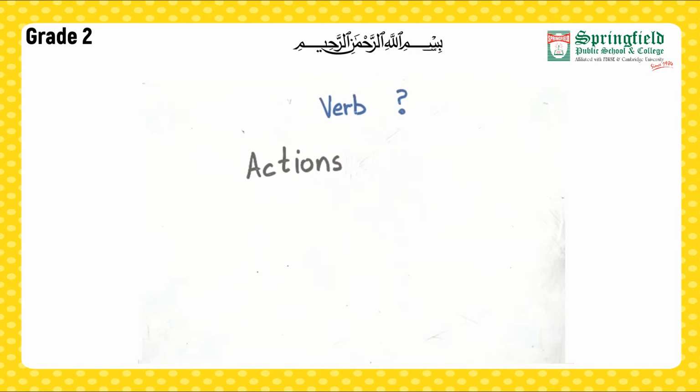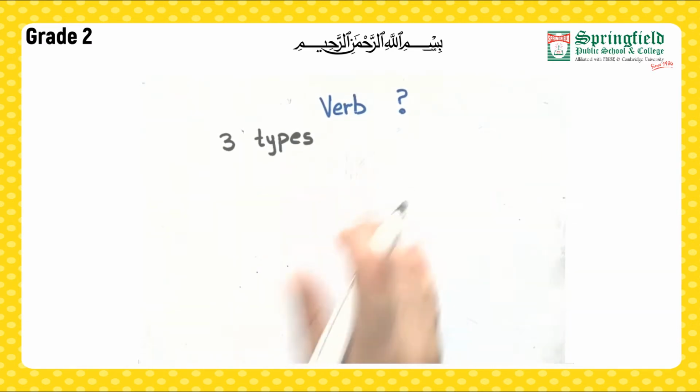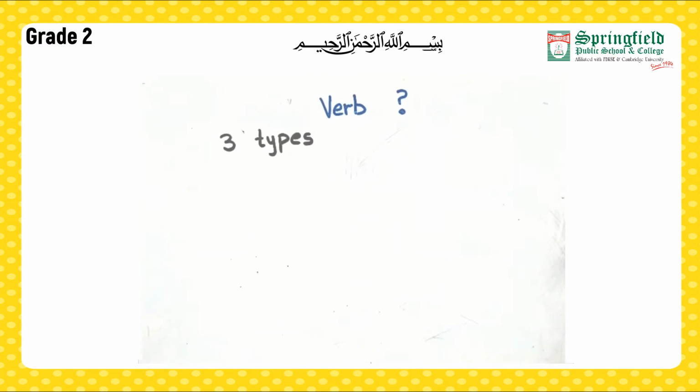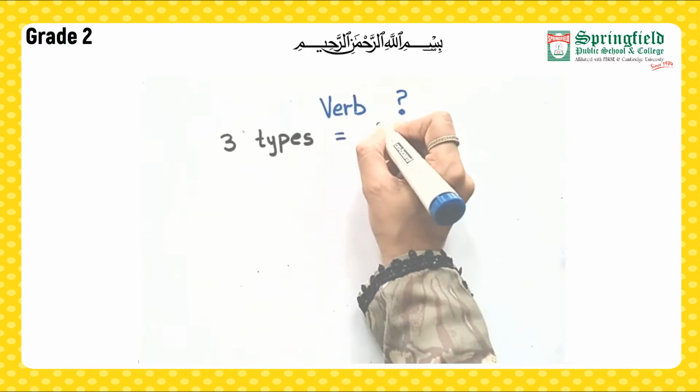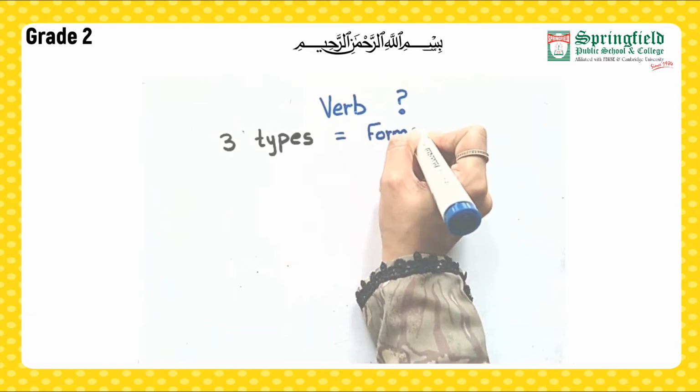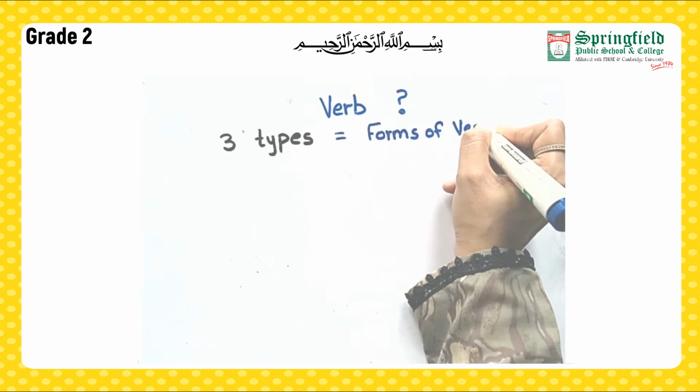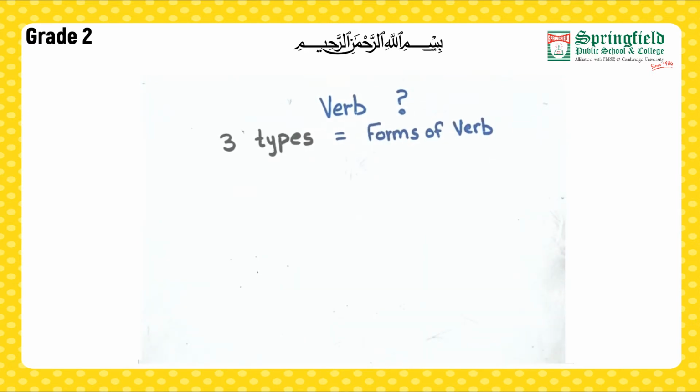Now let's move forward. Dear students, verb has 3 types. Okay, you have already learned what is verb, right? And verb has got 3 types. Now you need to remember that it has 3 types. And those are known as the forms of verb. What are they known as? Forms of verb. Alright, it is first form, second form and third form.